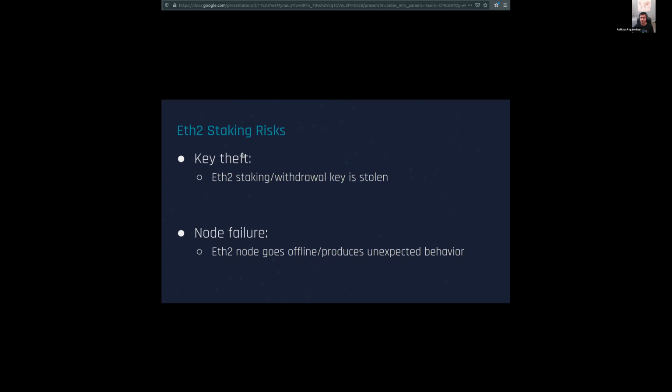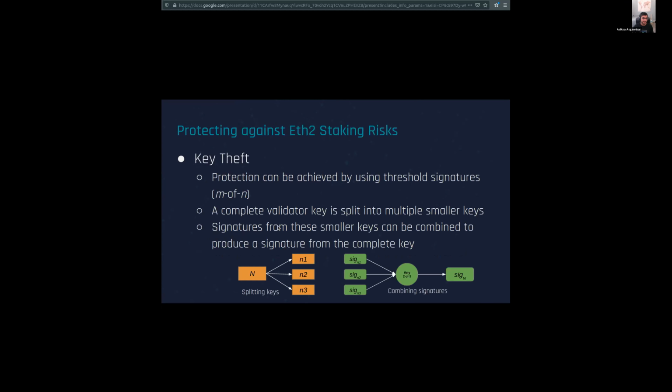Key theft is when the validator key that you're using on the ETH2 network is stolen. There are a couple of keys involved in the process: the staking key, with which you sign blocks and messages, and the withdrawal key, which you use to withdraw your security deposit at the end of your term. The other major failure is node failure, where your ETH2 node that is running your validator just goes offline, or it produces some unexpected behavior. Our goal with resilient validator infrastructure is preventing both of these types of failure and theft. So how do we go about that exactly?